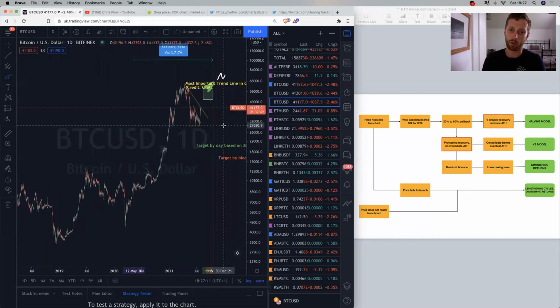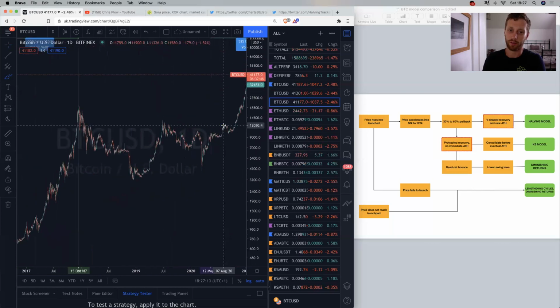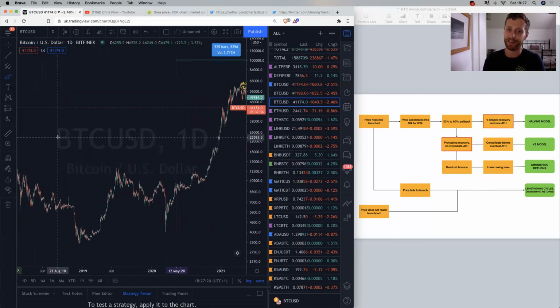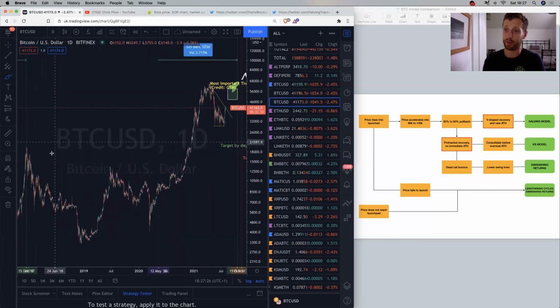So I would be following the model until it breaks. And these parabolic blow-off tops happen very, very quickly. You know, really it happened in the last couple of weeks. And if you miss it, you're missing the vast majority of the gains.